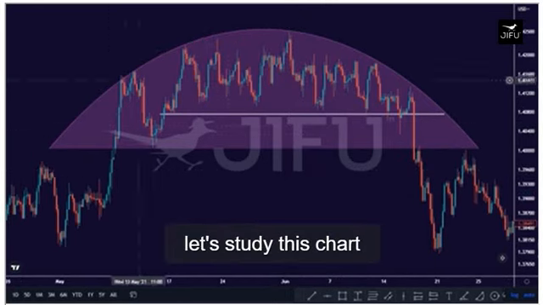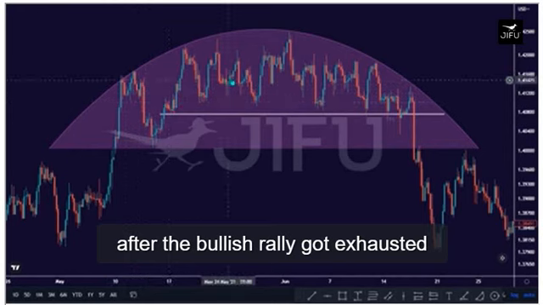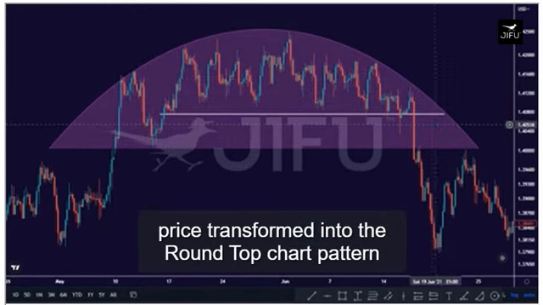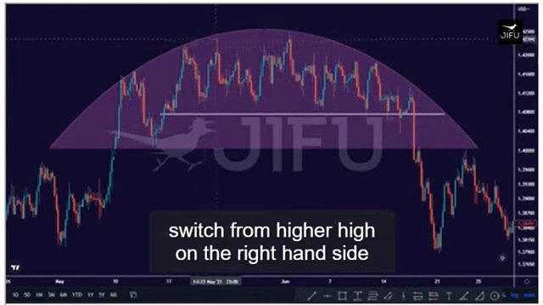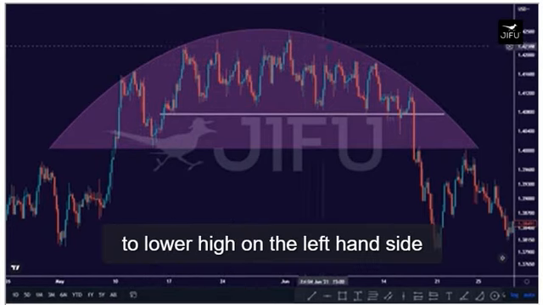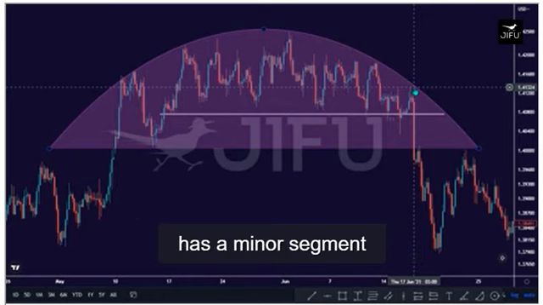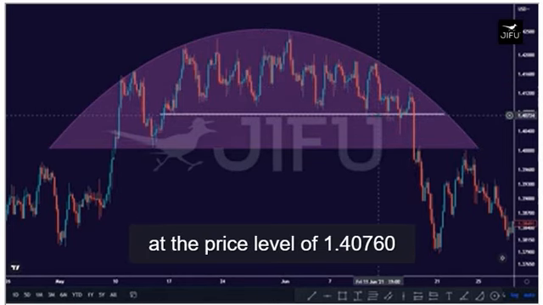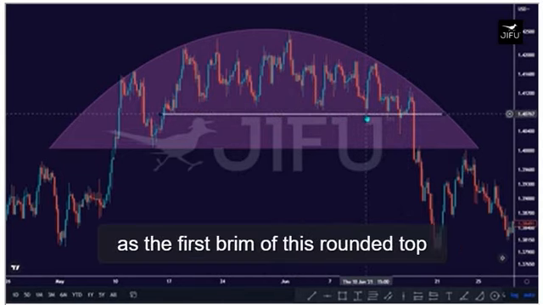Let's study this chart. As we can see in this uptrend, after the bullish rally got exhausted, price transformed into the rounded top chart pattern. We can see how the price switched from higher highs on the right-hand side to lower highs on the left-hand side. This rounded top chart pattern has a minor segment at the price level of 1.40760. This segment can be tagged as the first brim of this rounded top.